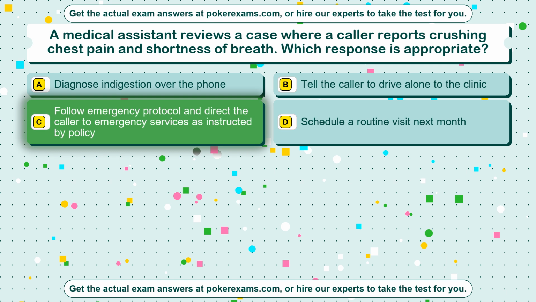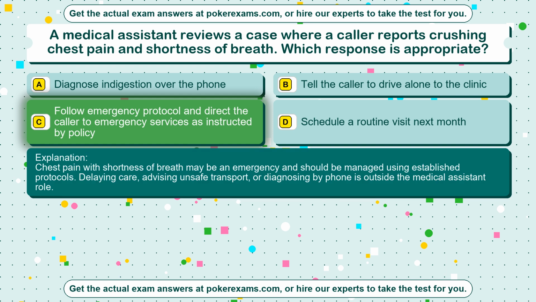The correct answer is option C. Follow emergency protocol and direct the caller to emergency services as instructed by policy. Chest pain with shortness of breath may be an emergency and should be managed using established protocols. Delaying care, advising unsafe transport, or diagnosing by phone is outside the medical assistant role.